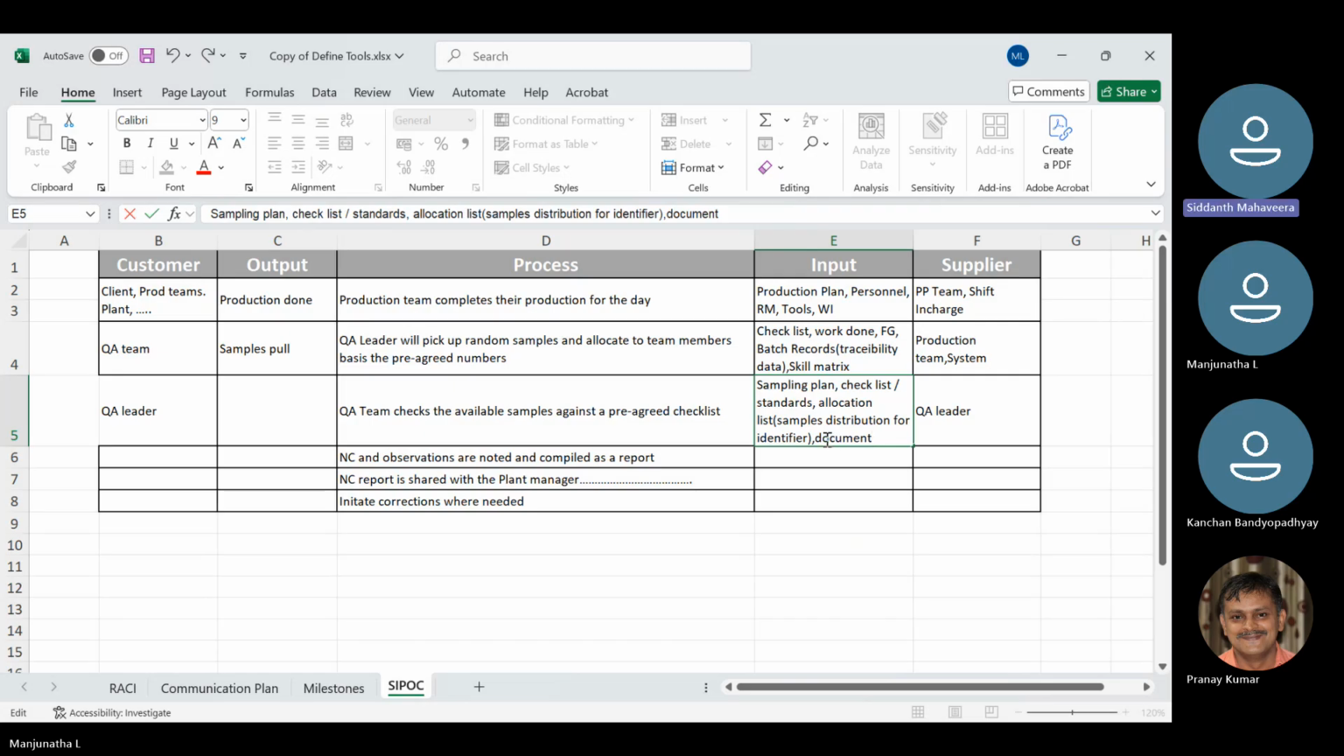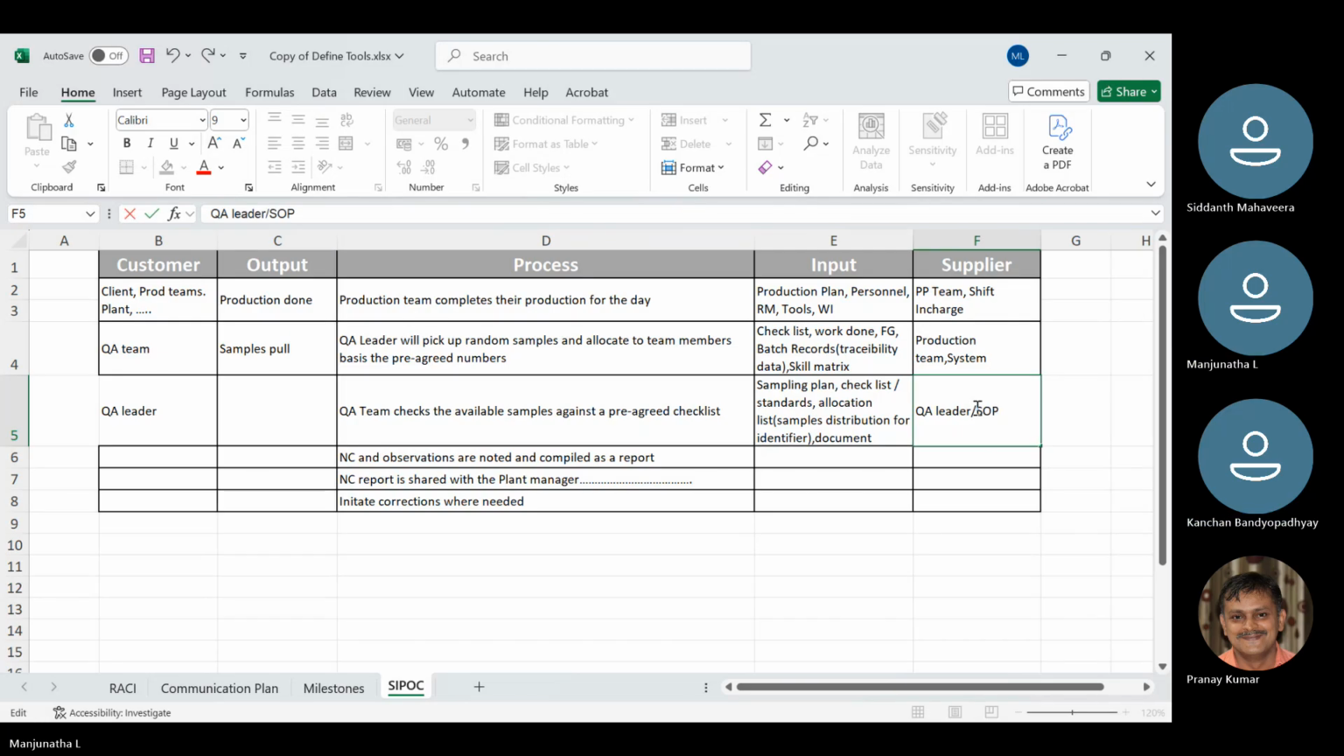Standards and checklists are themselves documents, right? Yes, the SOP document. Basically, this is the sampling plan. The sampling plan itself is a document, no? Yeah, checklist, sampling plan, document. You already have it. So in supplier, you put it as SOP or QE leader. Yeah, that's it.